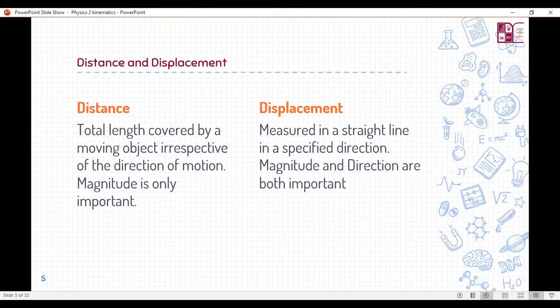So, first of all, we need to understand the concept of distance and displacement. Distance is the total length covered by a moving object irrespective of the direction of motion, where only the magnitude is of importance. Whereas displacement is the distance measured in a straight line, a linear distance from point A to point B, in a specific direction. So both magnitude and direction are important when we're looking at displacement, but when we're looking at distance, only magnitude is of importance.